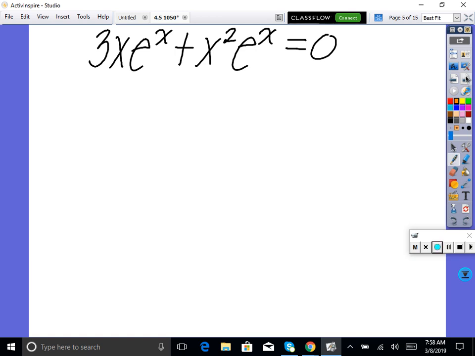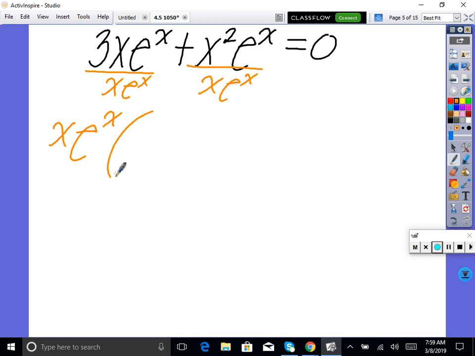Yeah, I'm hearing people say take out e to the x. Even x e to the x. Okay, so let's pull out x e to the x and see if that helps us at all. So then go back and divide by x e to the x.